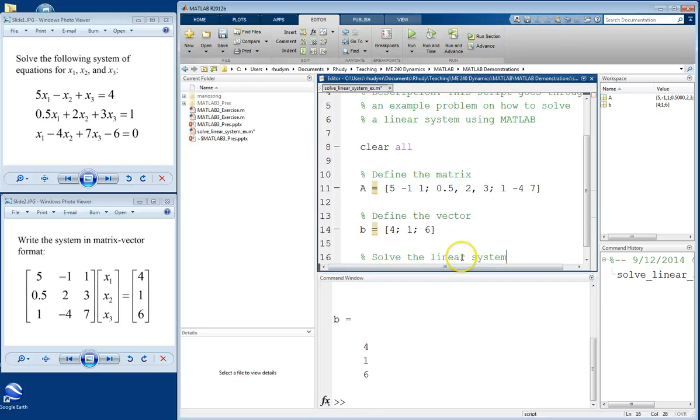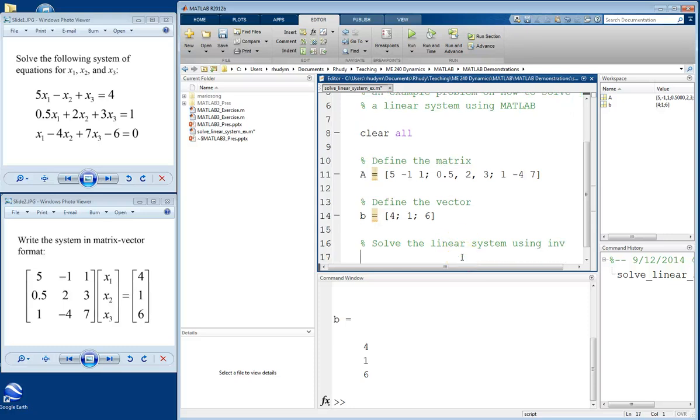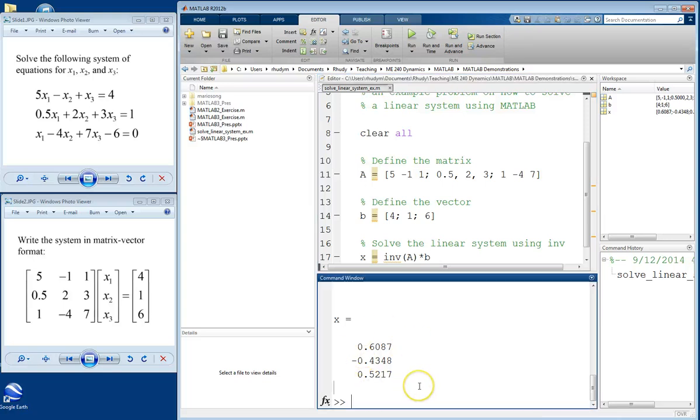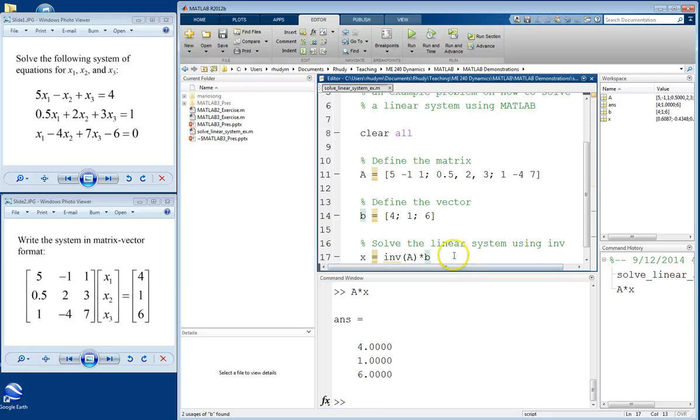So then if we want to solve the linear system, one way to do this is using the inverse command. So we can calculate our vector x by taking the inverse of A, and that's the inv function, and then multiplying that inverse times the vector b. And we can run this and we should get a solution. So this should be the solution to those equations. And if we want to check that, we can take A times x and we should get b. And we do, 4, 1, 6. So that is one way to solve a linear system.